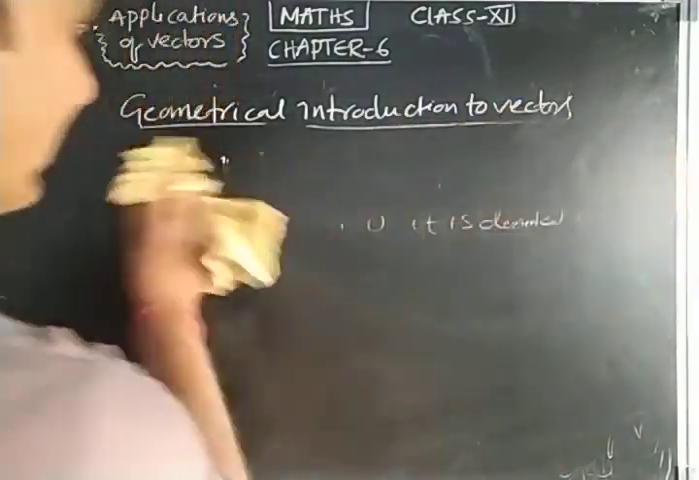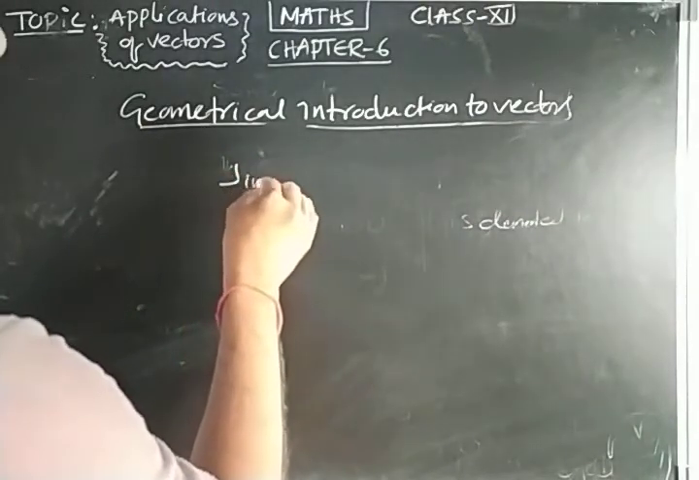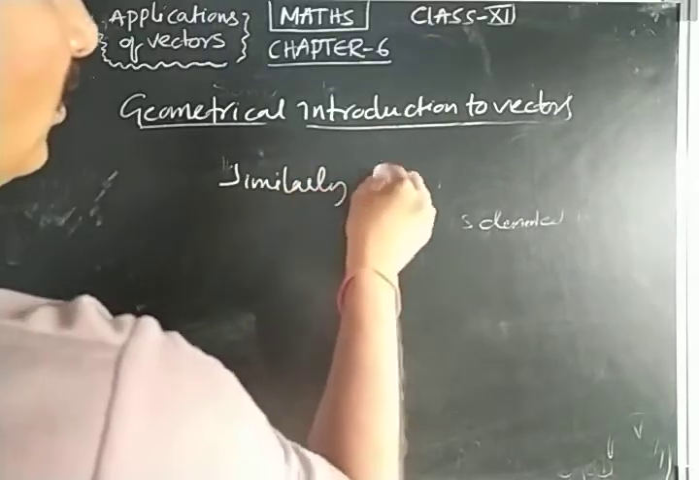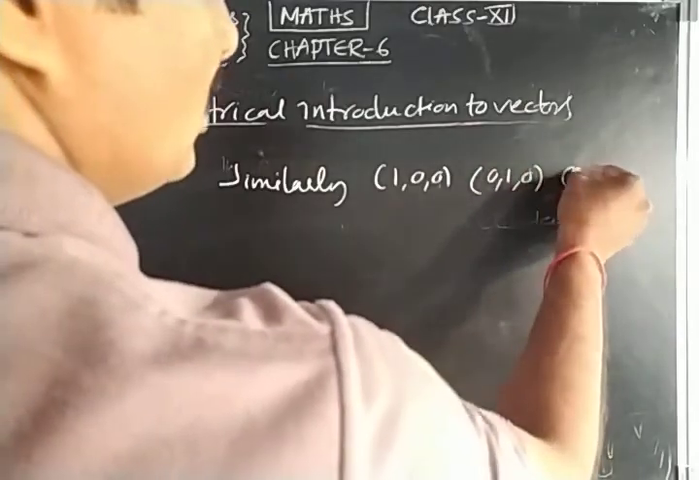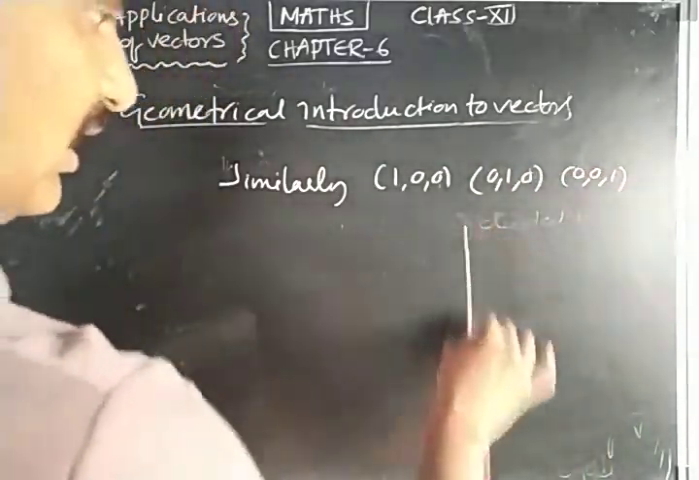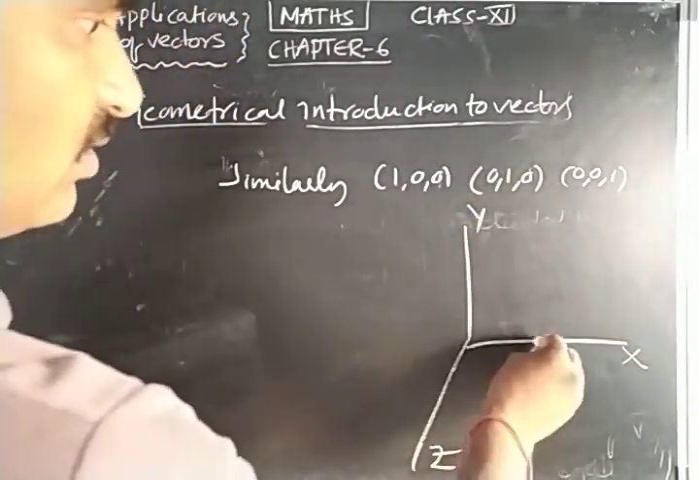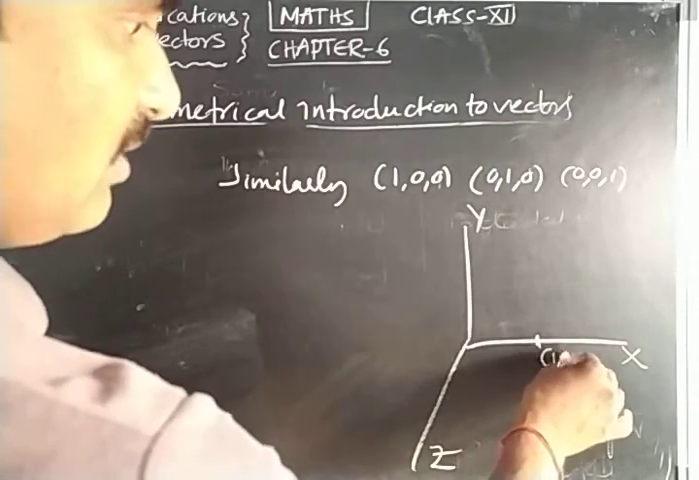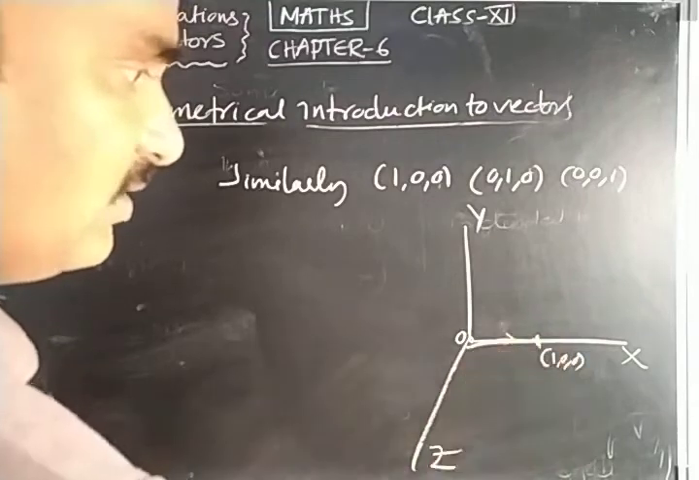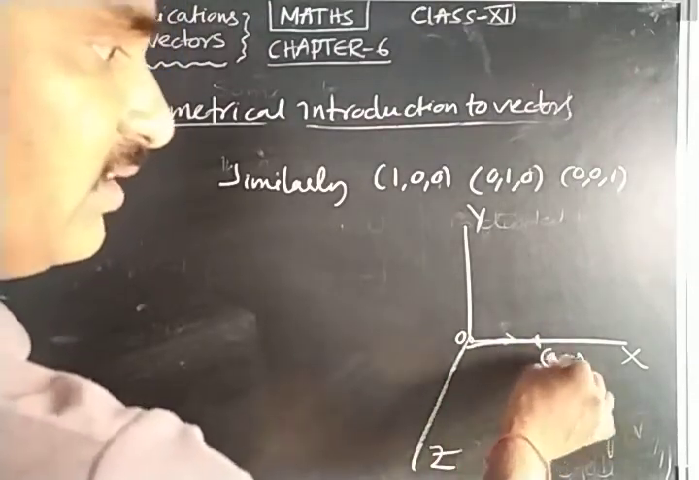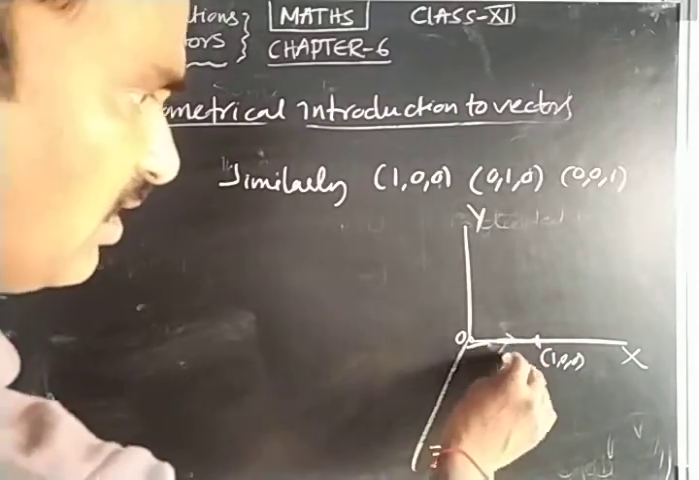And similarly, the points 1 comma 0 comma 0, 0 comma 1 comma 0, 0 comma 0 comma 1. See, this is the x axis, y axis, this is the z axis. 1 comma 0 comma 0 lies here, right? So the line joining the origin to this point in this direction is called the position vector of this point, and it is denoted by I bar, I cap.